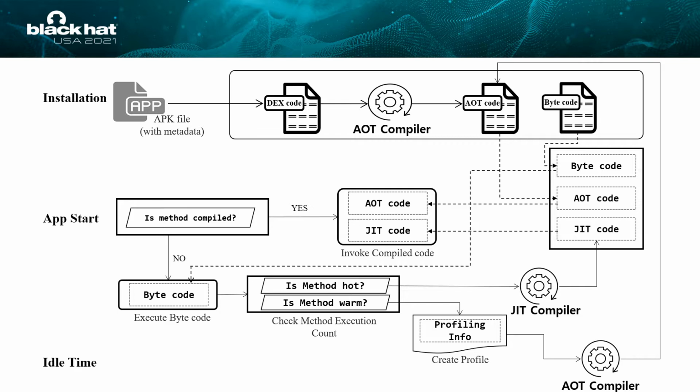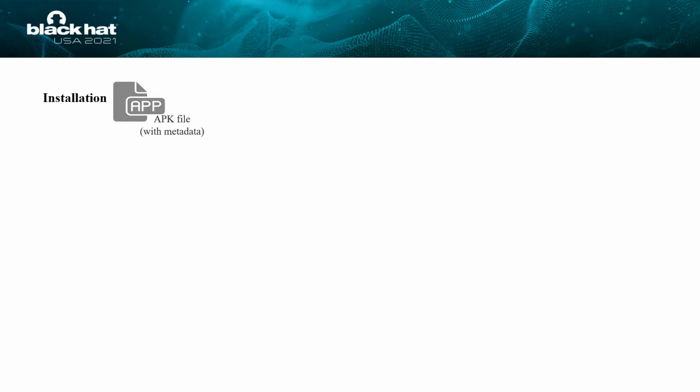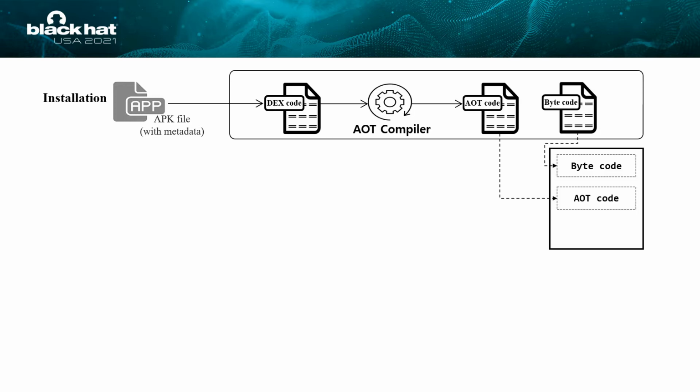This slide shows the whole process of how apps are compiled and executed in Android 10. First, when you try to install the app, the APK file is downloaded to your mobile device along with the optimized profile data. During the installation, the profile information is used by the AOT compiler to selectively compile the bytecode into AOT code for the functions that are commonly used by users.